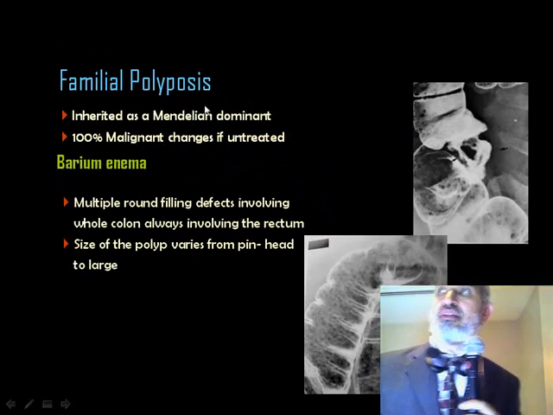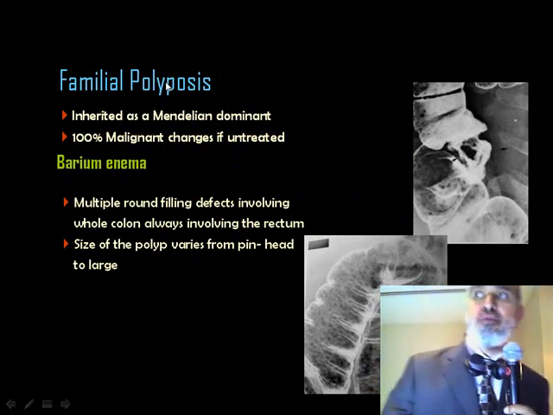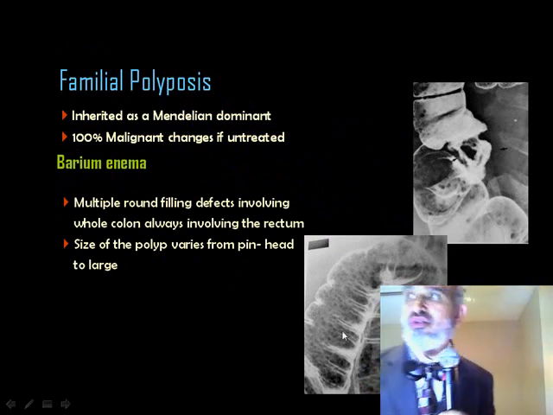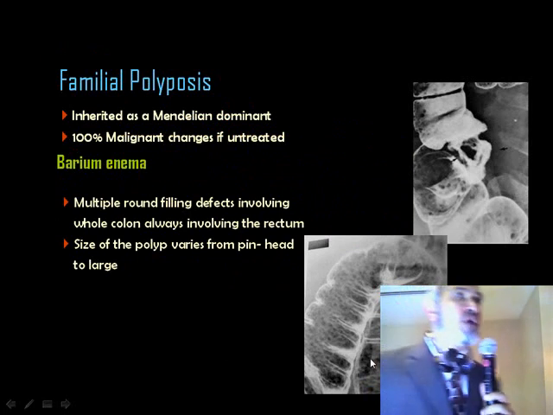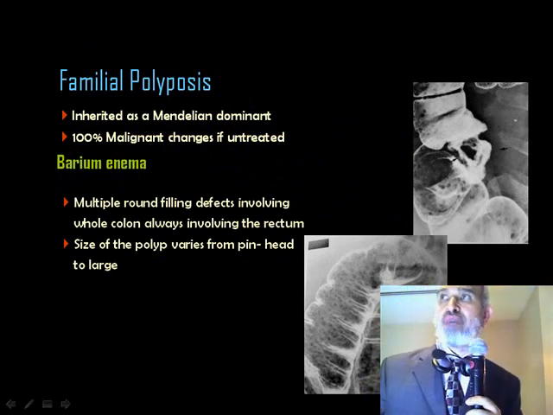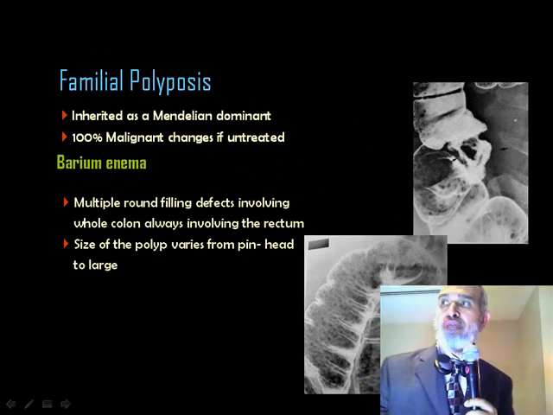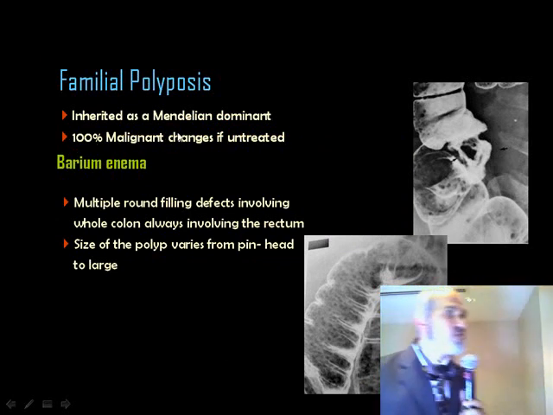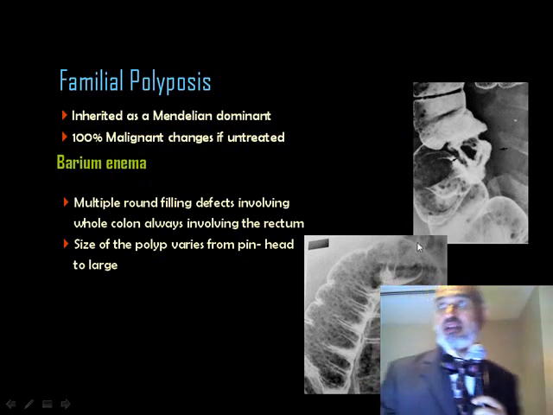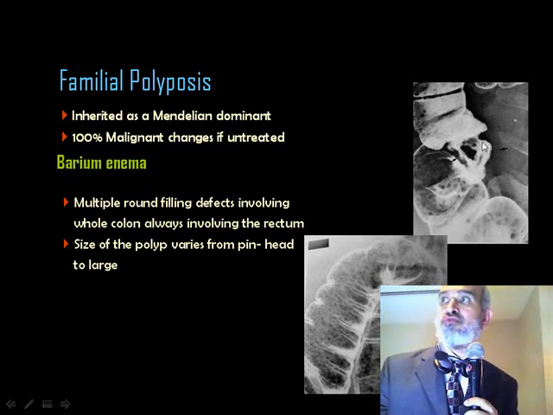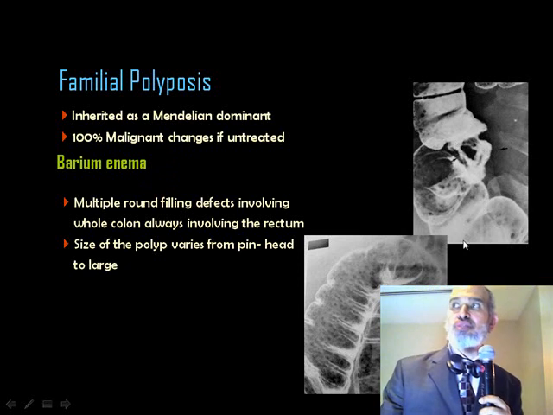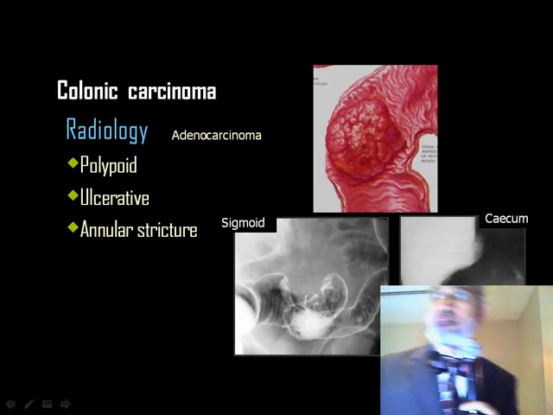Then there is this disease known as familial polyposis, where the whole colon is studded by polyps, and the polyps may be minute or large, and you see so many polyps inside the colon. You also know that this disease has 100% incidence of malignancy if not treated, and this is familial polyposis of the colon that has developed a malignant stricture with proximal shouldering, as you can see.